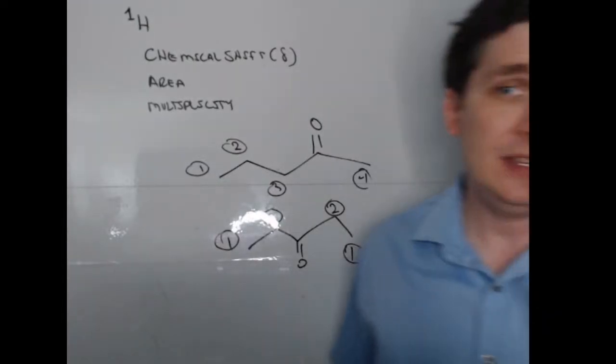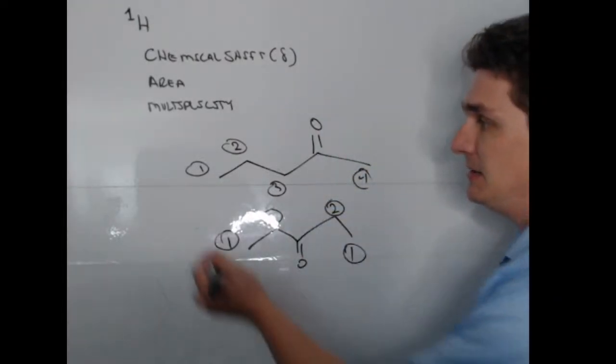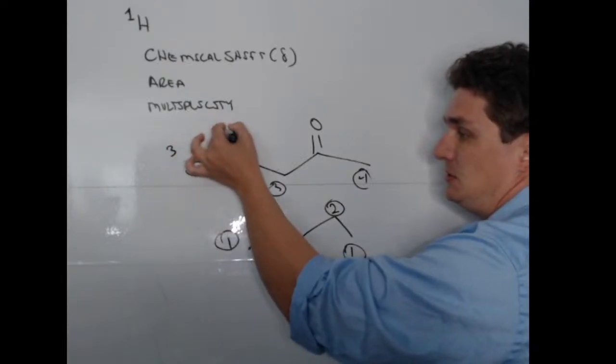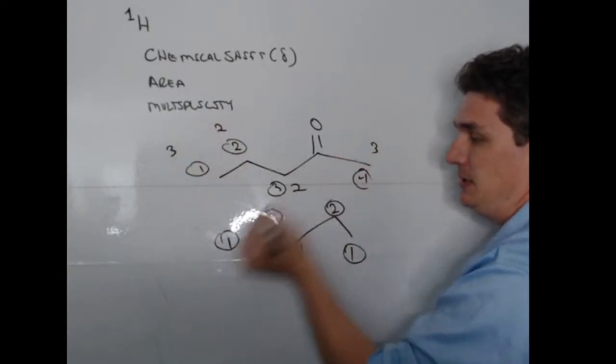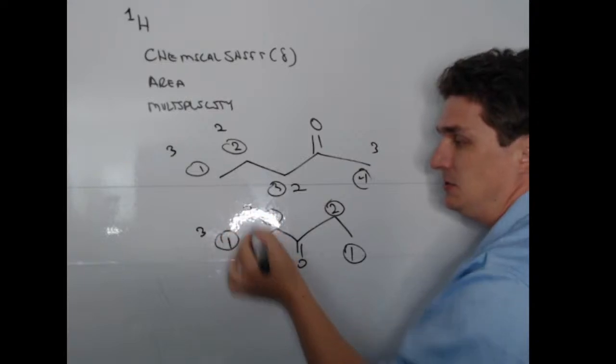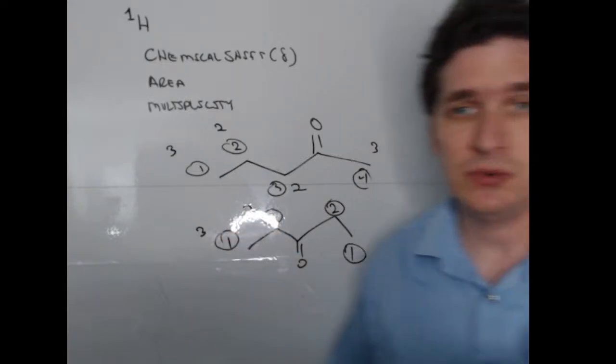Area is the next thing. It's just the number of protons. So this we expect to have an area of 3, 2, 2, 3. This should have an area of 3 and 2. For the 1 and 2, it's always the simplest ratio.